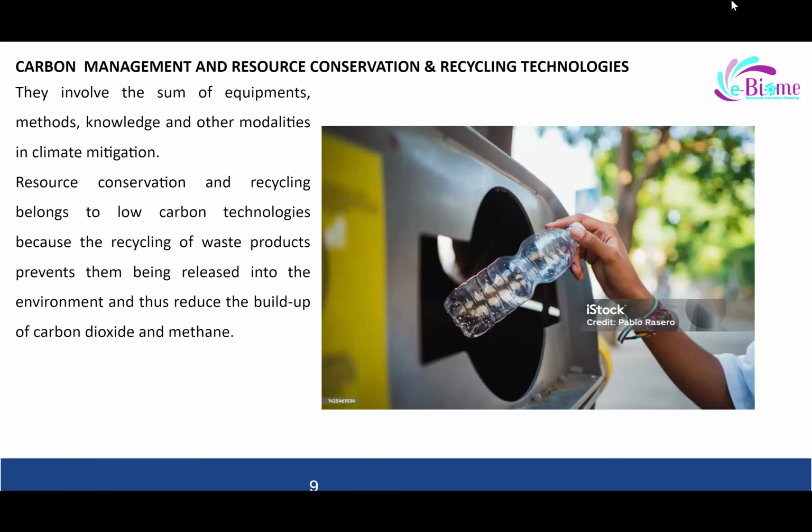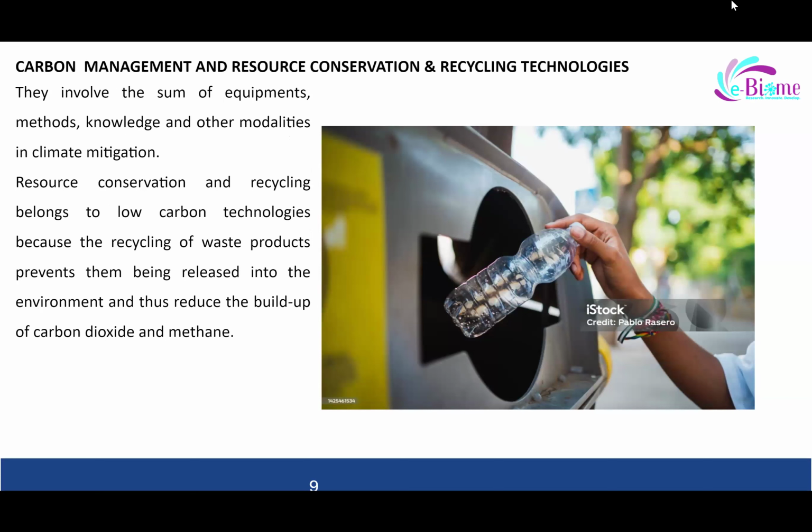So let's look at carbon management and resource conservation, that is, resource and recycling technologies. This involves the sum of equipment, methods, knowledge, and other modalities in climate mitigation. This also includes policies and the rest. Resource conservation and recycling belong to low carbon technologies because the recycling of waste products prevents them from being released into the environment, and thus reduces the buildup of carbon dioxide and methane.